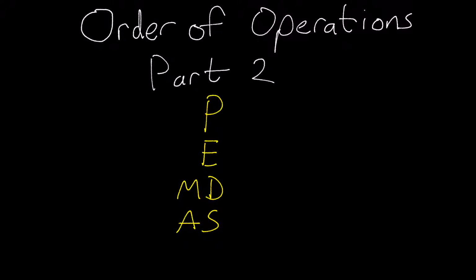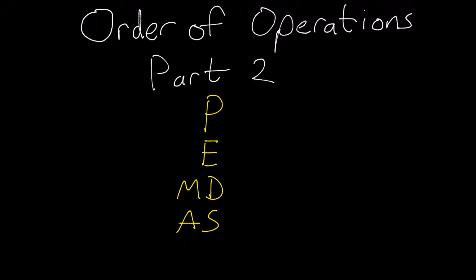In our last video, we learned about what the order of operations were, which are right here: parentheses first, then your exponents, then multiplication or division from left to right, like you're reading a book, and lastly, addition or subtraction from left to right, like you're reading a book.